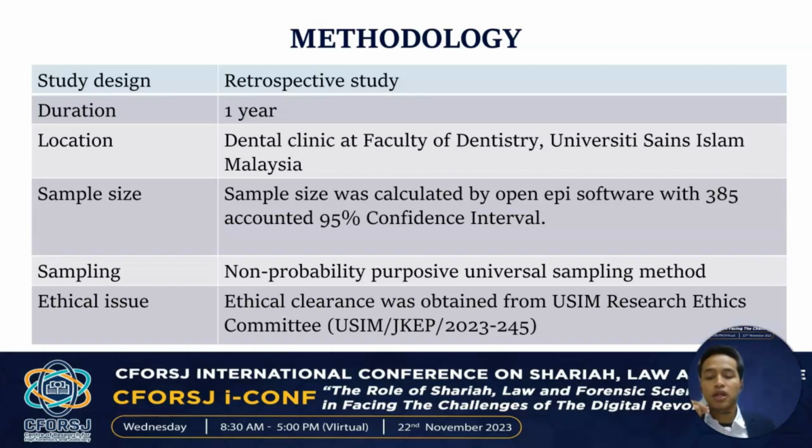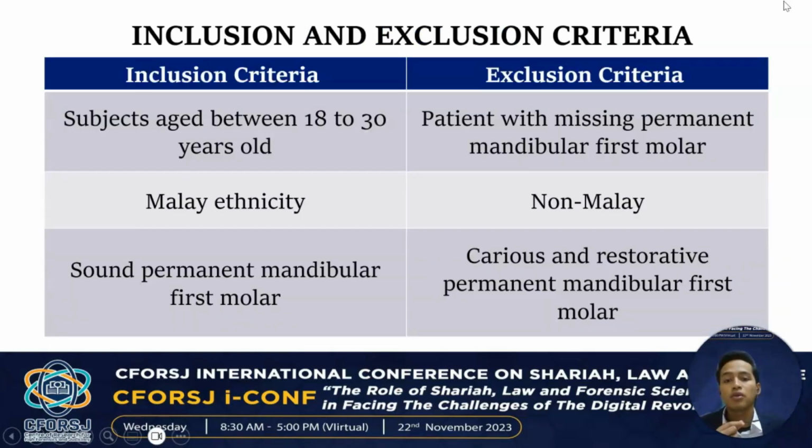For the sampling, we are using the non-probability purposive universal sampling method, and we have obtained ethical approval from the USIM Research Ethics Committee. For our research, we include several criteria, which are subject age between 18 to 30 years old, Malay ethnicity, and a sound permanent mandibular first molar, while we exclude patients with a missing permanent mandibular first molar, non-Malay patients, caries, and a restored permanent mandibular first molar.